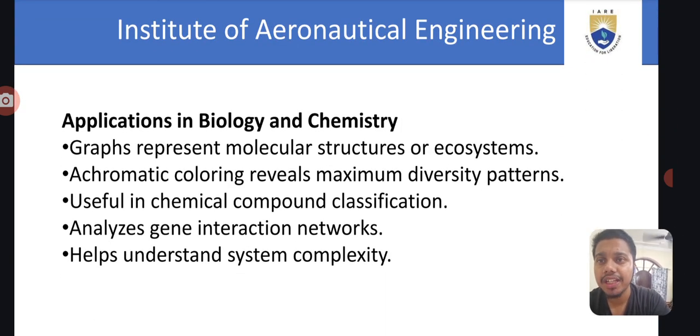Applications in biology and chemistry. A graph represents a molecular structure or an ecosystem. Achromatic coloring reveals maximum diversity patterns, useful in chemical compound classification and analyzing gene interaction networks, and helps understand system complexity.